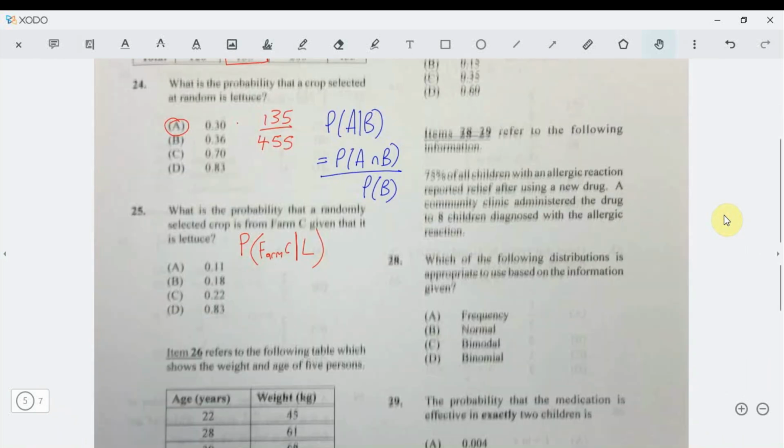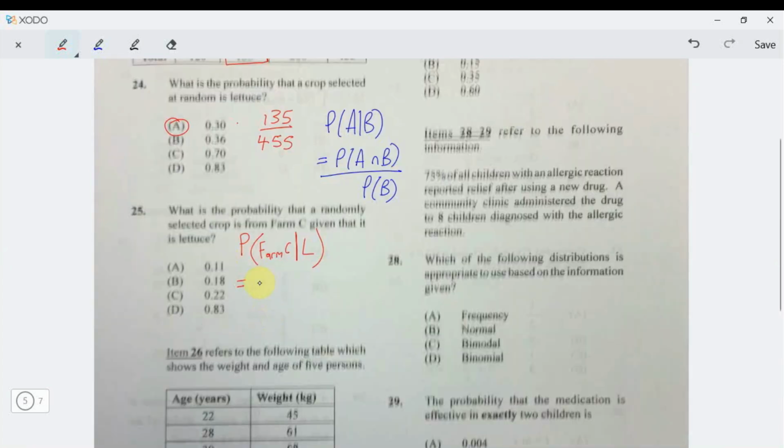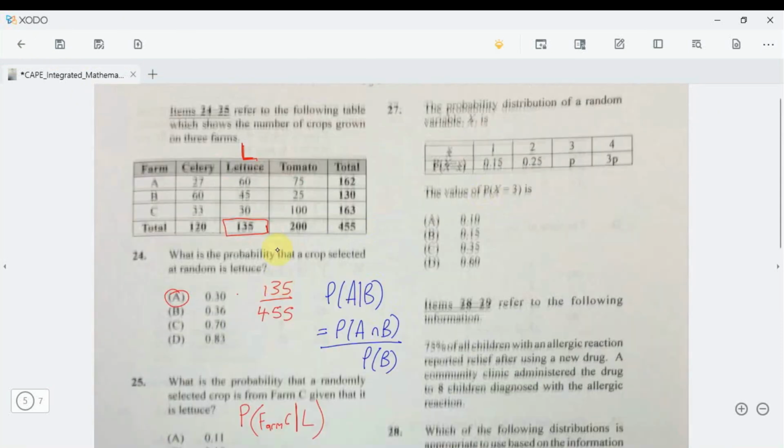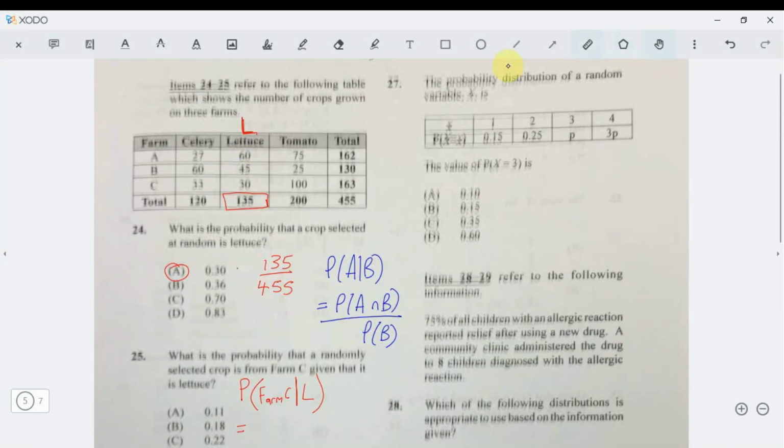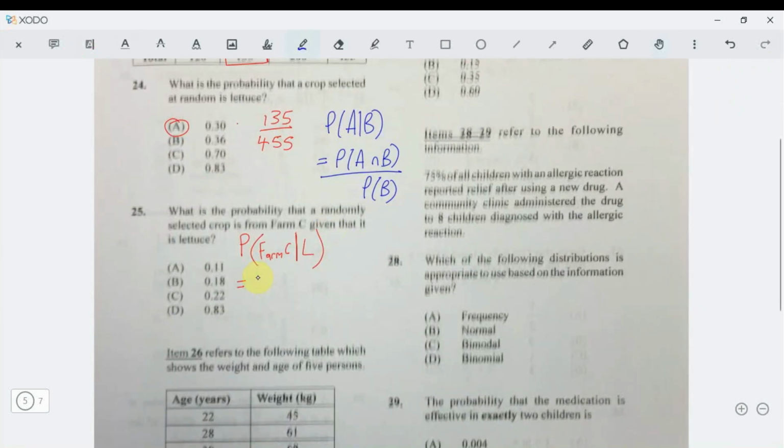So now let's go ahead and do this question. It's going to be the probability of farm C intersect L. Let's look at the table and look at the intersection. Lettuce intersect farm C. See it here? 30 out of 455. That's the intersection. So that is 30 over 455 divided by the probability of L.